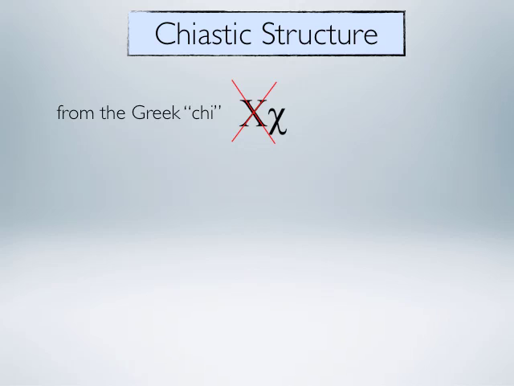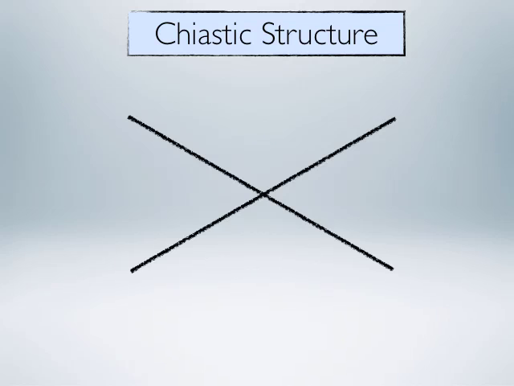Chiastic structure gets its name from the Greek letter chi, which looks like our X. See, that's where we get the idea. So basically, with chiastic structure, you have a plot that's shaped like this big X you see in front of you. We're going to use this as a template.